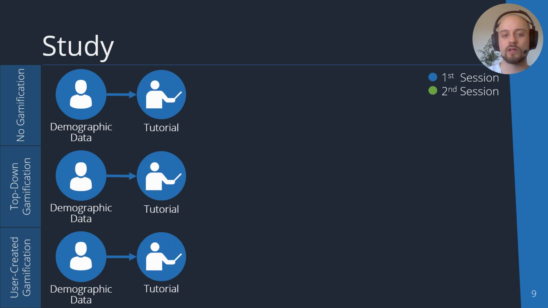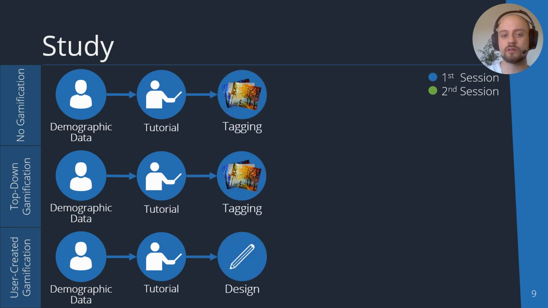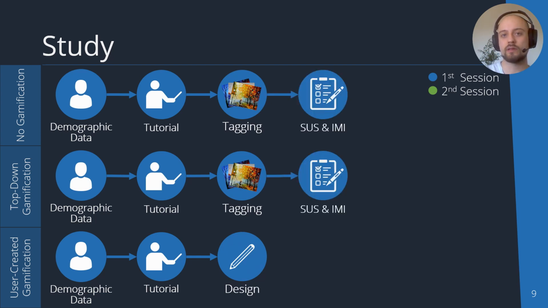The tutorial for no gamification and user-created gamification explained the image tagging to our participants. The tutorial for the top-down gamification explained the image tagging as well as the points and leaderboard game elements. Afterwards, the no gamification and the top-down gamification conditions started tagging all the 15 images, while the user-created gamification participants started with the design task. Afterwards, no gamification and top-down gamification participants finished the study by completing a questionnaire on the system usability scale as well as the intrinsic motivation inventory.